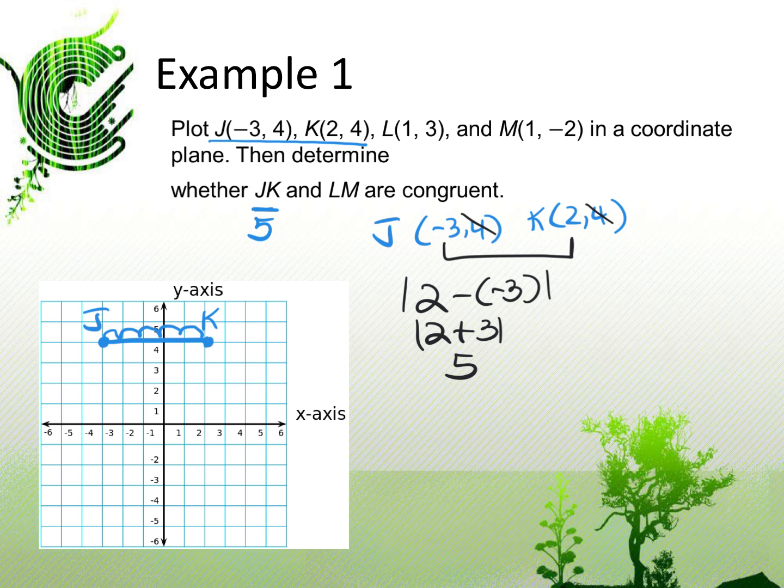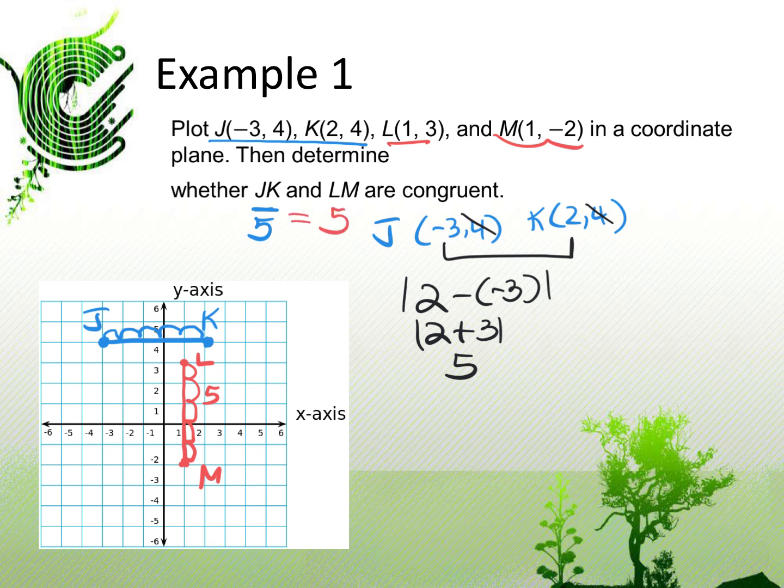Next, I have to graph L and M. So L is the ordered pair 1, 3, and M is 1, -2. So it does make it a lot easier when you graph it, because watch, I could just count. 1, 2, 3, 4, 5. LM is 5.